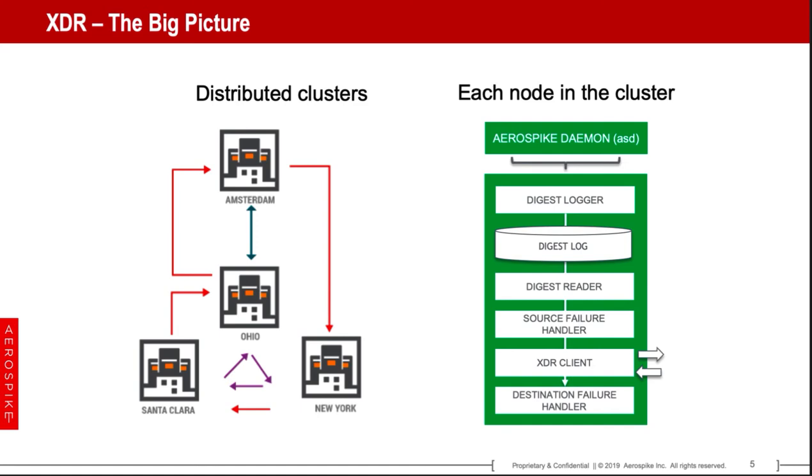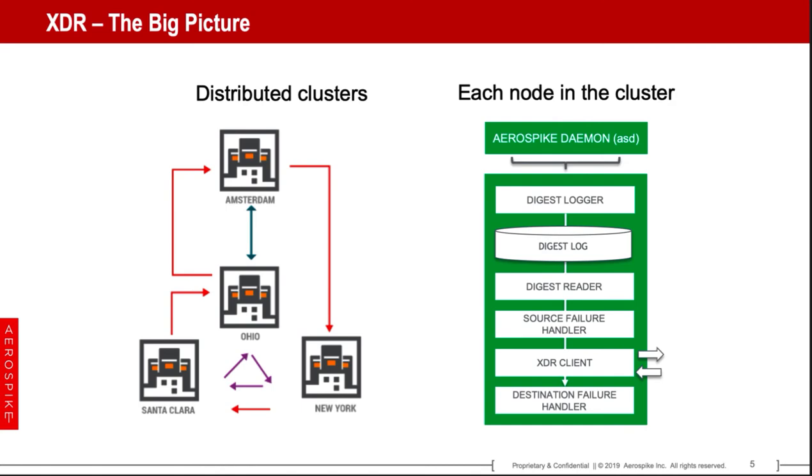XDR is unidirectional, which allows for finer control of how the data is distributed. A bidirectional replication is simply two unidirectional replications. As well, replication can be designated by namespace or set, giving further control of which data is sent where.